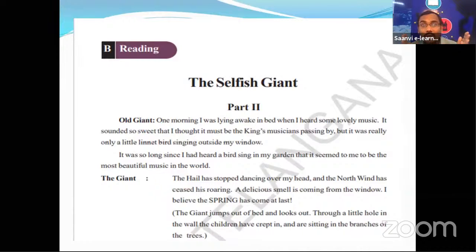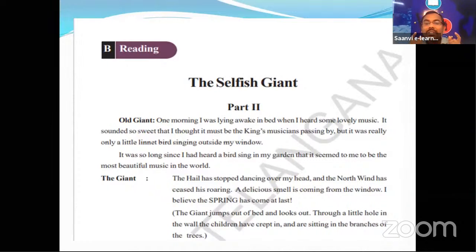So after a long time, the giant could hear the singing of a bird, a linnet bird. "The hail has stopped dancing over my head, and the north wind has ceased his roaring." It means that the hail went away from his garden. The north wind went away from his garden.